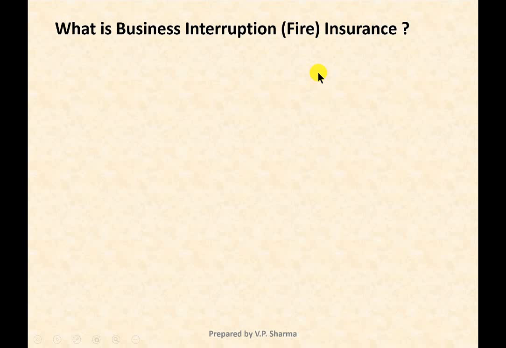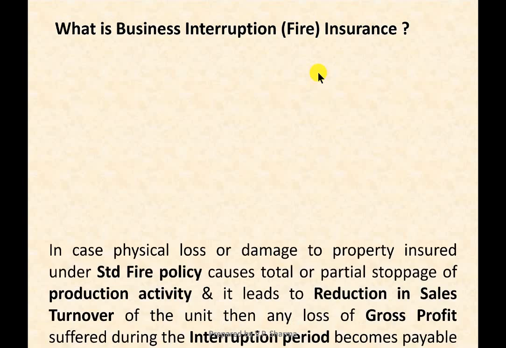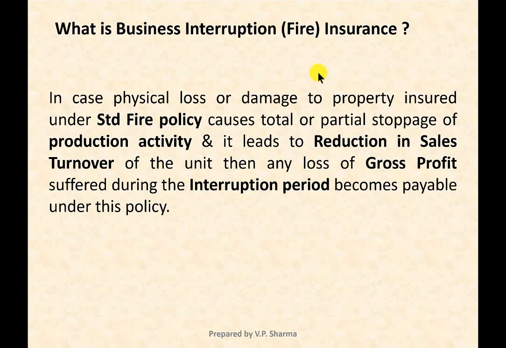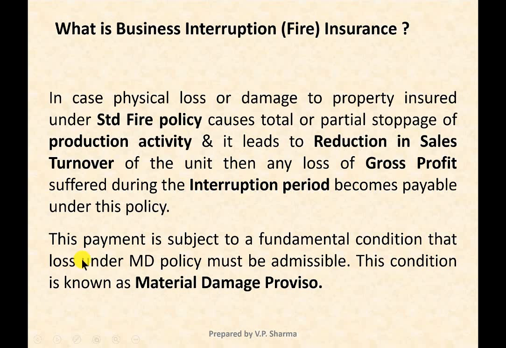Now we will understand the basic concept of business interruption policy. Now if you see what it covers, in case of physical loss of or damage to the property which is insured under standard fire policy, if it causes total or partial stoppage of the production activity and if it leads to reduction in sales turnover, then on account of this, any loss of gross profit suffered by the client during the interruption period becomes payable. This payment is, of course, subject to one basic condition that the loss should be admissible under material damage policy, and this condition is known as material damage proviso.